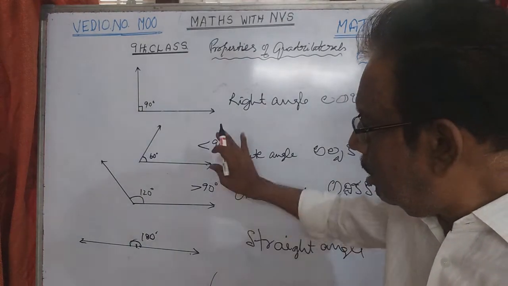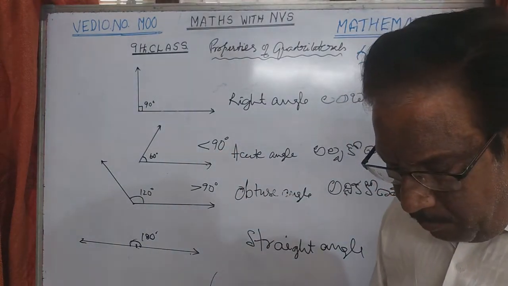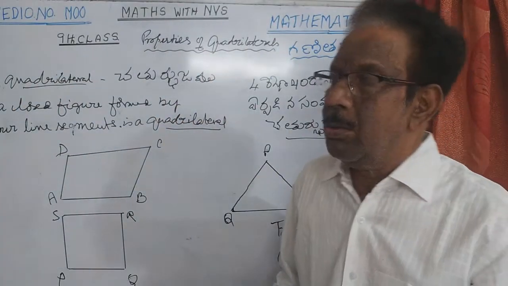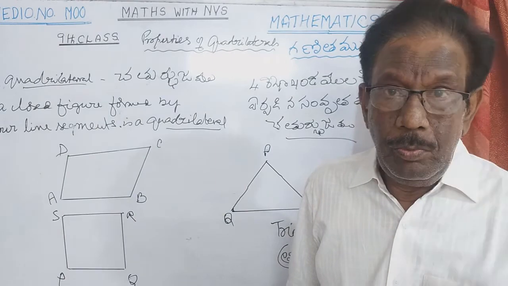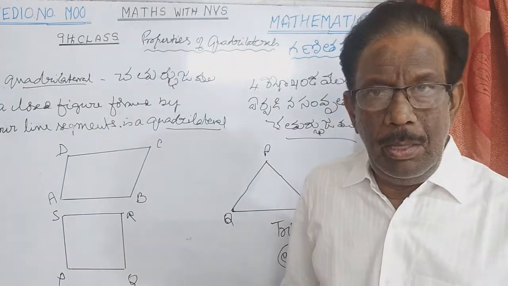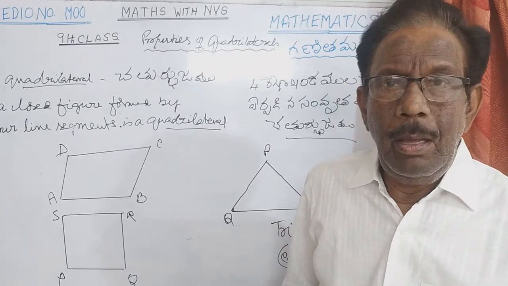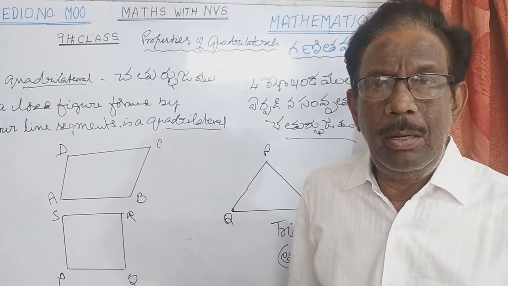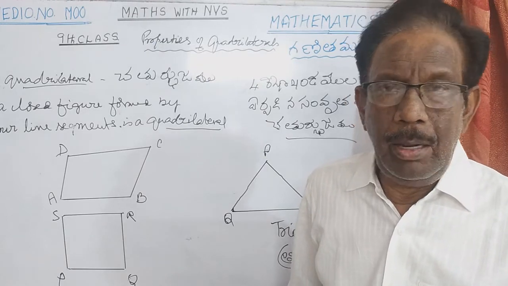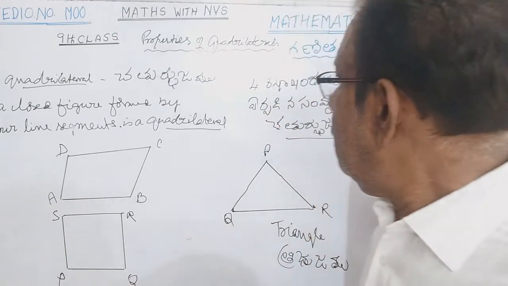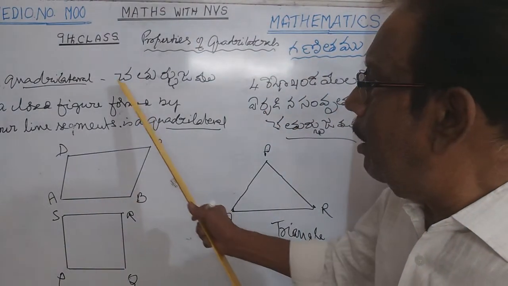Isn't that so? This is about the angles. Please, students, look here now. You see, we have studied about the angles in the previous time: acute angle, obtuse angle, right angle, straight angle. Understand? Now come here, you see, what's the definition of a quadrilateral?